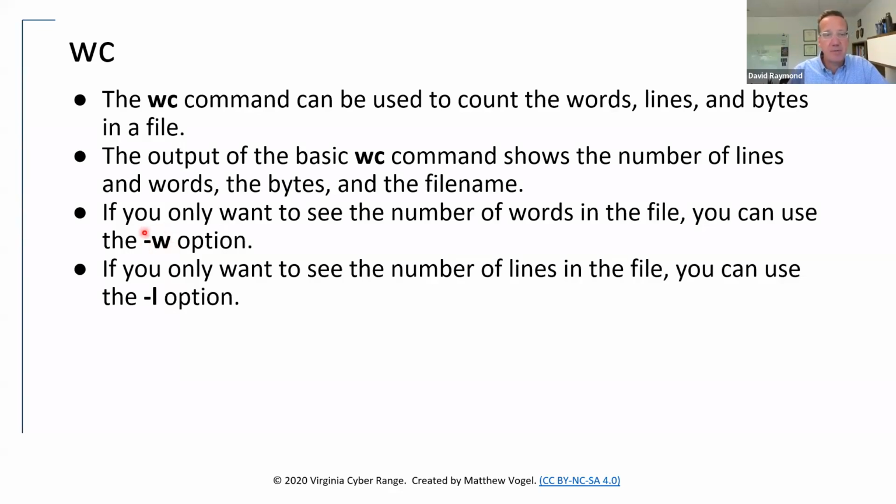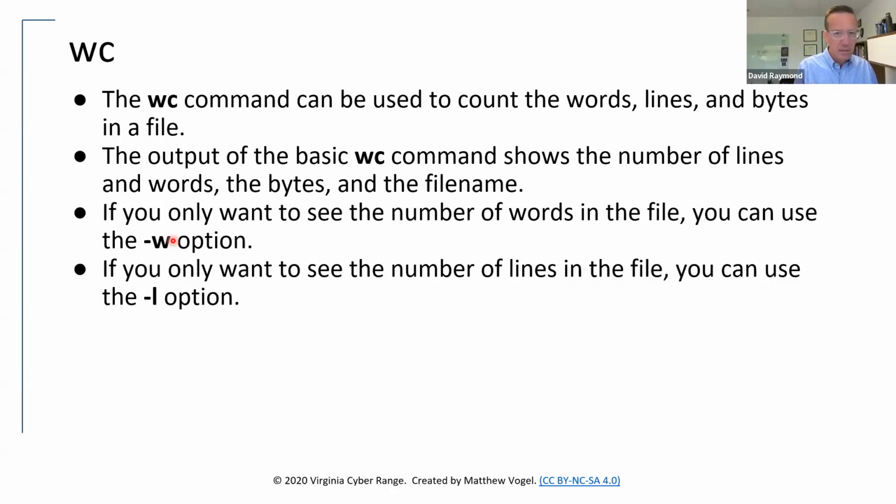I usually use wc with the -w option because then I know I'm going to get the number of words. Sometimes I forget whether it's the number of lines, words, or bytes. It's not hard to figure out, but if you always use it with the -w option, you're going to get what you want. If you only want to see the number of lines, you can use the -l option.